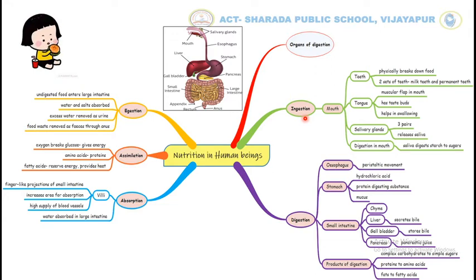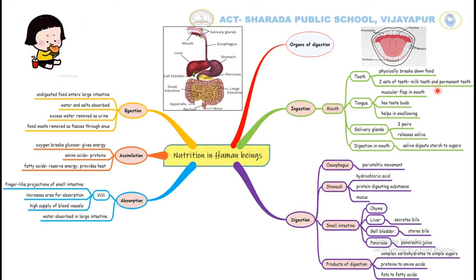The mouth has 3 organs which help in ingestion. They are the teeth, tongue, and salivary glands. The teeth physically breaks down food. There are 2 sets of teeth in human beings. They are milk teeth and permanent teeth. The milk teeth are the first set of teeth which develops in babies. When the milk teeth falls off, the permanent teeth take their place.